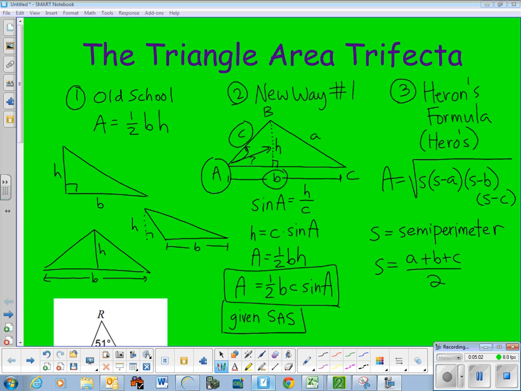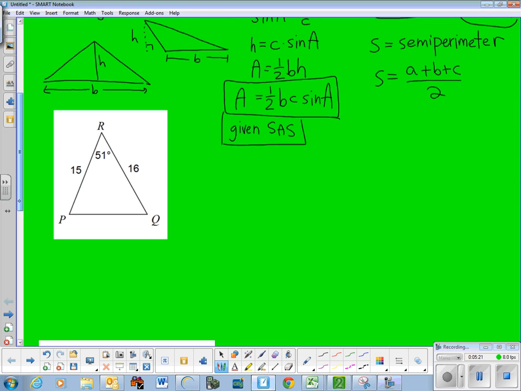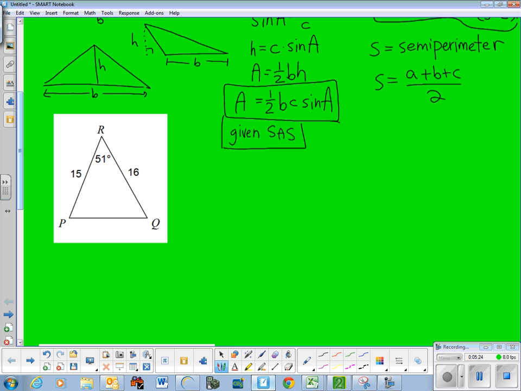All right, and like I said, that comes from a pretty complicated derivation. If you're interested, you could find it easily. Google it, or we could talk about it later. But for this video's purposes, just realize what s is, plug in, and get your area. All right, so let's put these two new ones to use. Here on triangle RPQ, I'm given side angle side. So this is going to be a perfect setup for the first new way, 1/2 bc sine A.